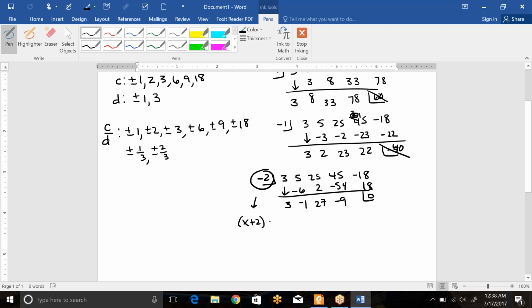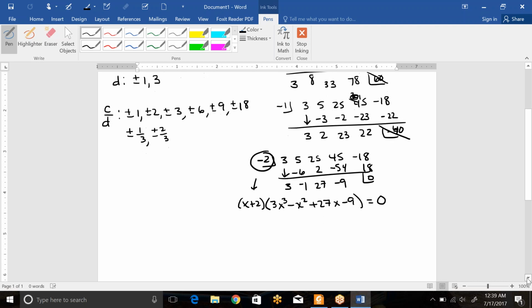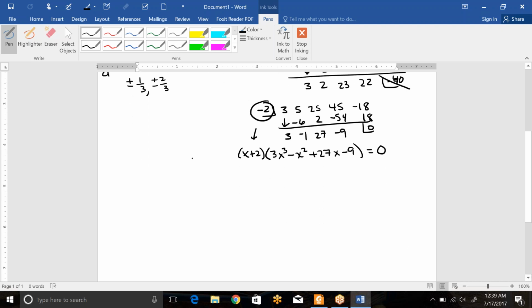This then would be 1 degree smaller than what we started with. So this would be 3x to the third minus x squared plus 27x minus 9. And then remember, this whole thing is set equal to 0 because we're trying to solve for all the factors. Typically, we would need to do synthetic division again, but this actually could be factored at this point, which would make things a lot easier if you catch that. You could factor this by grouping.